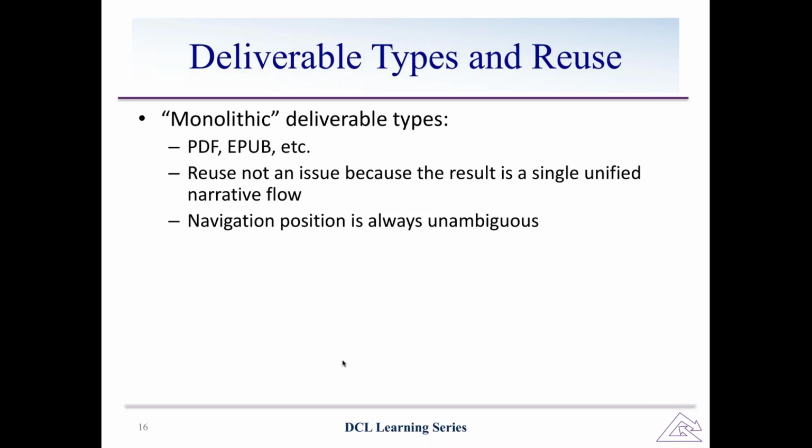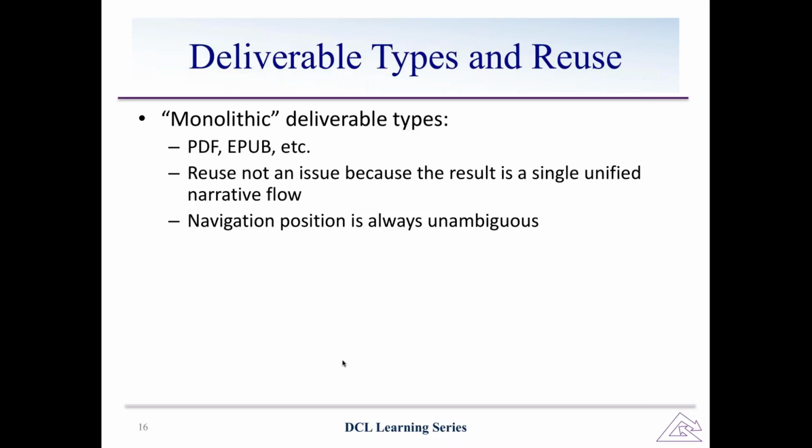In a monolithic deliverable, reuse, as we talk about it in DITA, that is using the same topic in multiple places, is not an issue because the result is a single unified narrative flow. So you don't run into any issues with context if the same topic is reused multiple times in a single publication when it's published monolithically.